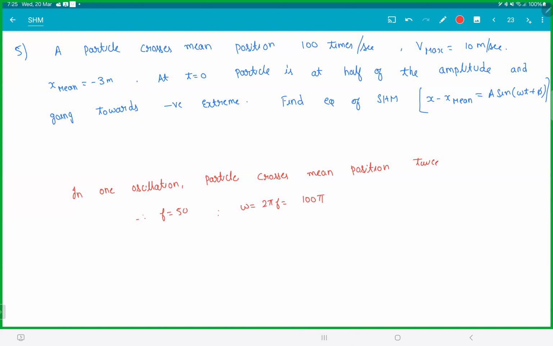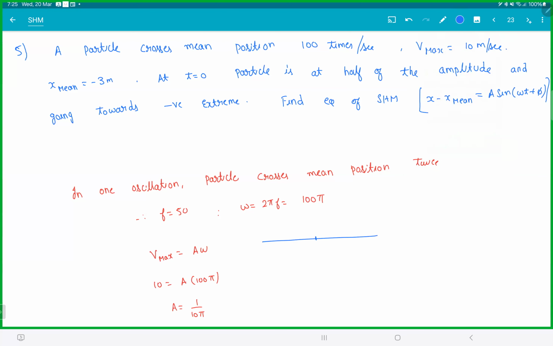So what you get is frequency. Number of oscillations per second is frequency. That is f. Omega is angular frequency. Don't get confused between both the words. Omega is literally the angular velocity. I got omega. What is Vmax? A omega. I know omega from here. Vmax is 10, and omega is 100 pi. I got the amplitude from here. A is 1 by 10 pi. X mean is given, minus 3. I need to find phi.